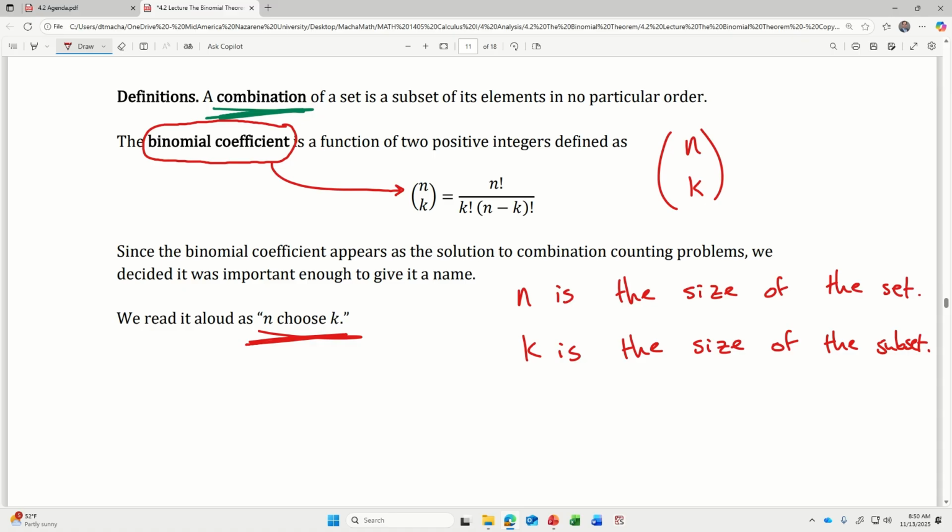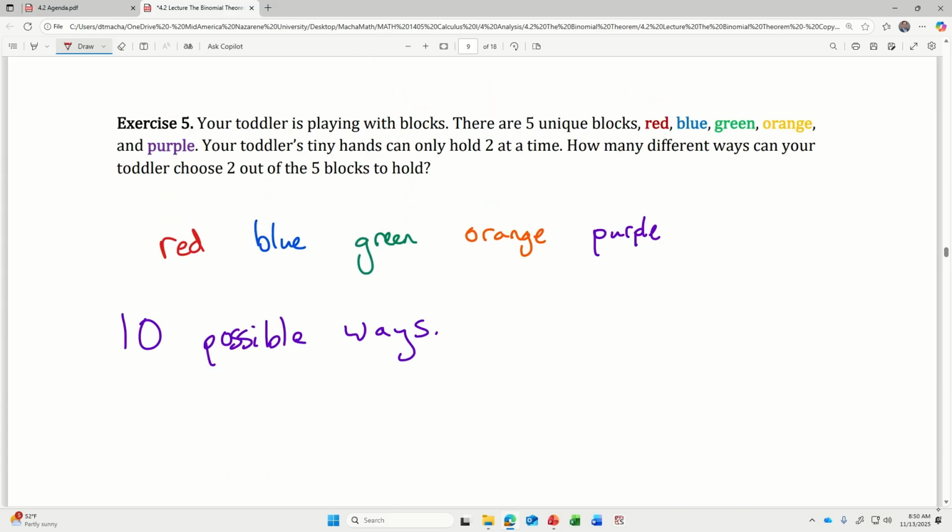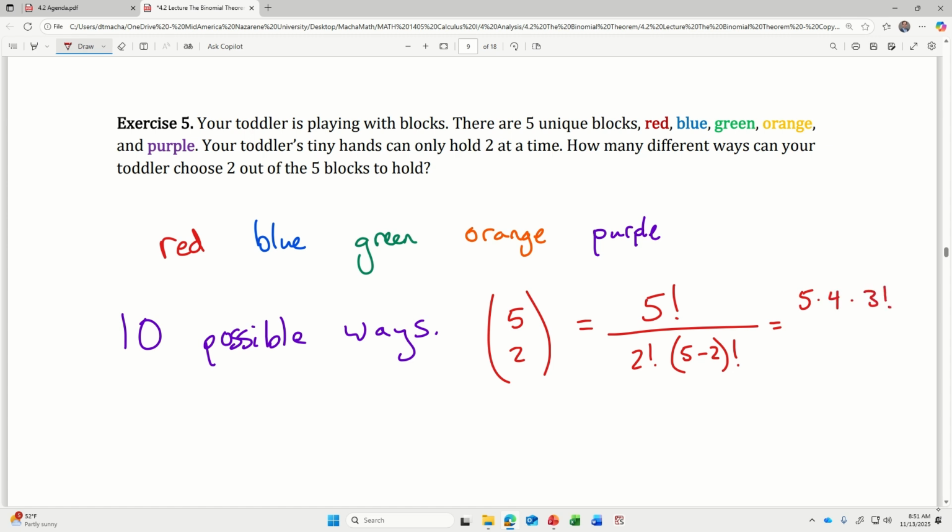So for the block question, it would be 5 factorial over 2 factorial. Yeah, we can double check and make sure it works. This is 5 choose 2, which is 5 factorial over 2 factorial, and also over 5 minus 2 factorial. So it's like 5 times 4 times 3 factorial over 2 times 3 factorial, which is 10.